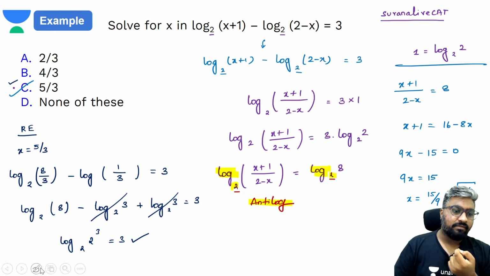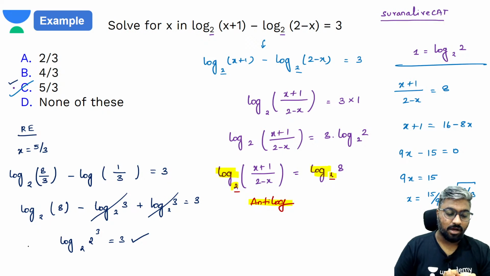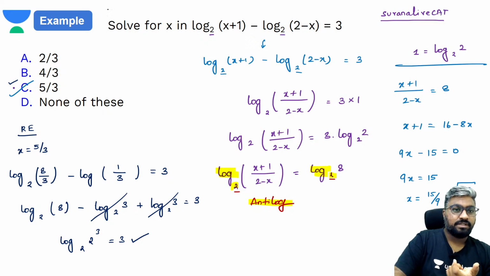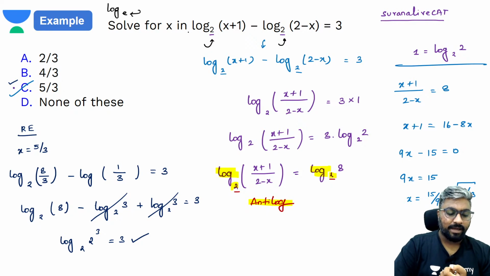Devjyoti, that will work. Devjyoti, listen, what you've done is you've changed the base of the log. You said the base of the log is e. That may not be true every time. Here the base is 2. It's not e. If the base is e, then you can equate it to e to the power 3.